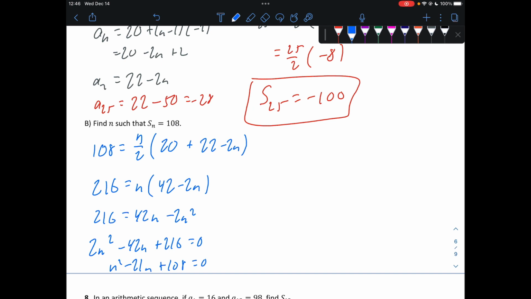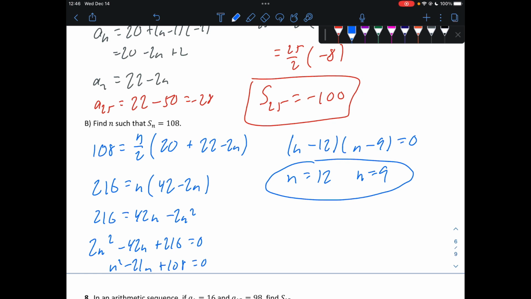So factors of 108 that add to 21. Let's see if we can find something like that. I think it's 12 and 9. So we have n minus 12 and n minus 9. So n equals positive 12 or positive 9. So actually, there are two different times when this sum would equal 108. When there's 12 terms or when there's 9 terms.